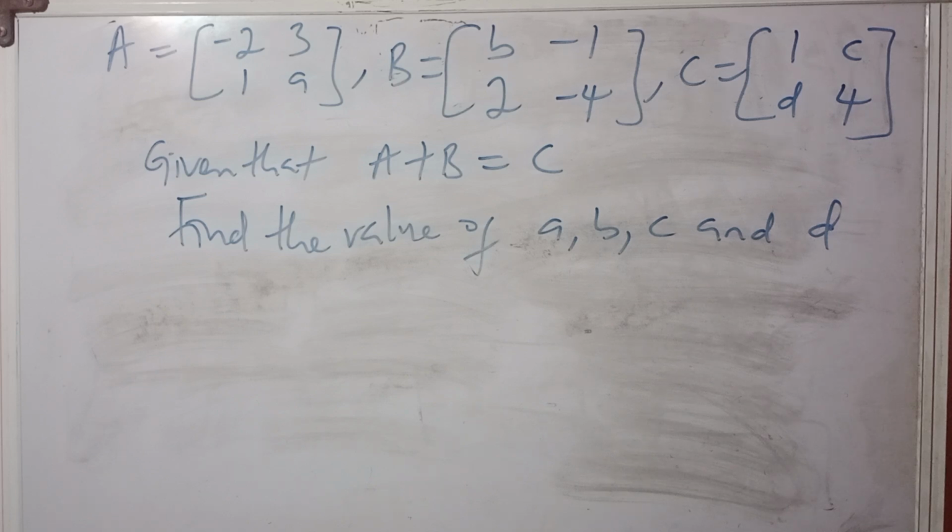Alright, I want you to attempt this question and tell me your answers in the comment section. We have a matrix A given as what you can see above, matrix B, matrix C. And you're given that A plus B equals C. Now you're supposed to find the elements A, B, C, and D. I really hope you can resolve this very easily.